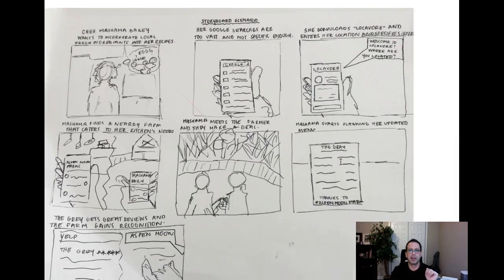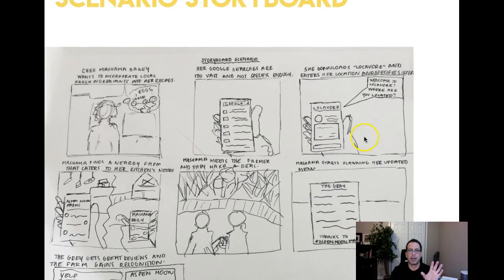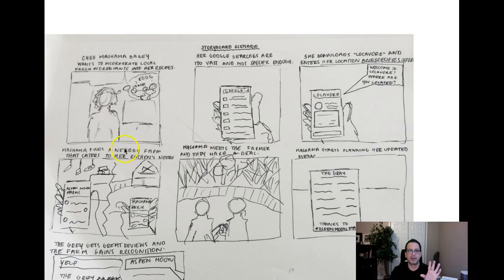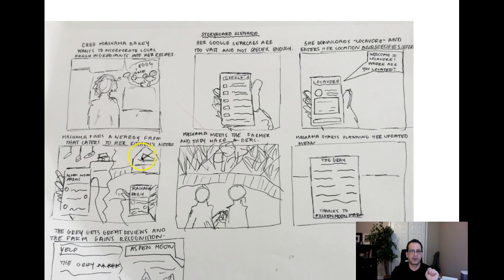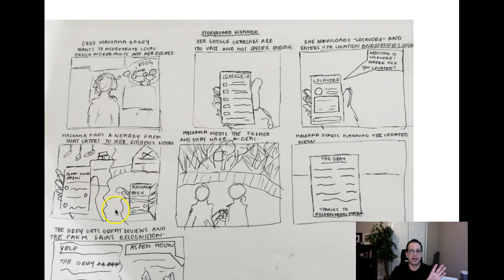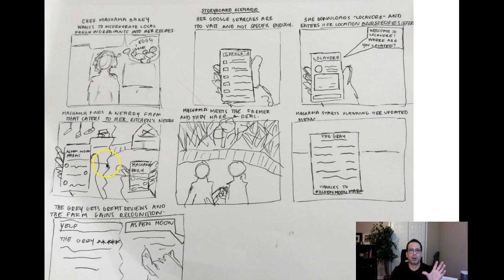But let's go ahead and take a look at this storyboard, your scenario. There's one little issue I see right here. Everything makes sense up to this point. So we have Mashma finds a nearby farm that caters to her kitchen's needs, right? So she finds the farm. Now at this point, you're saying she meets the farmer. Okay, so right here, we're just saying, what is she using the app to find a location? And that seems like it wouldn't need a full-blown app for that.